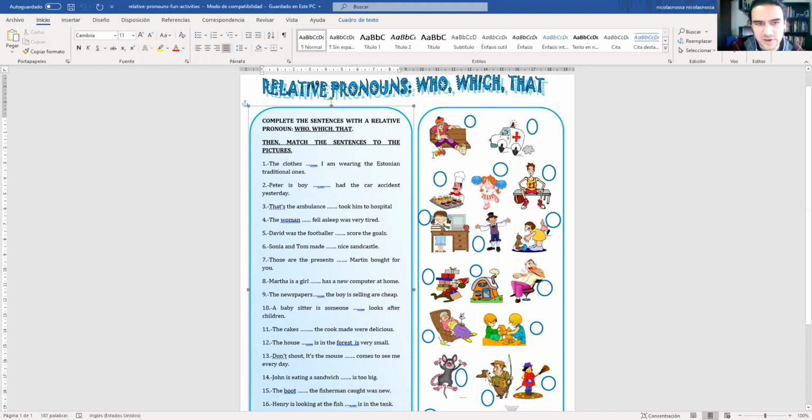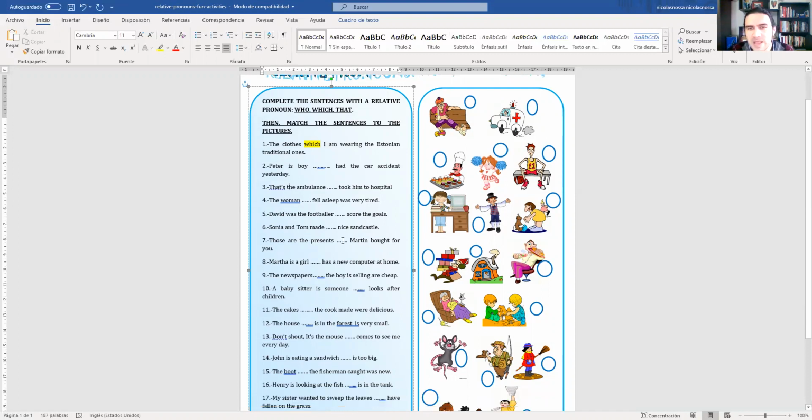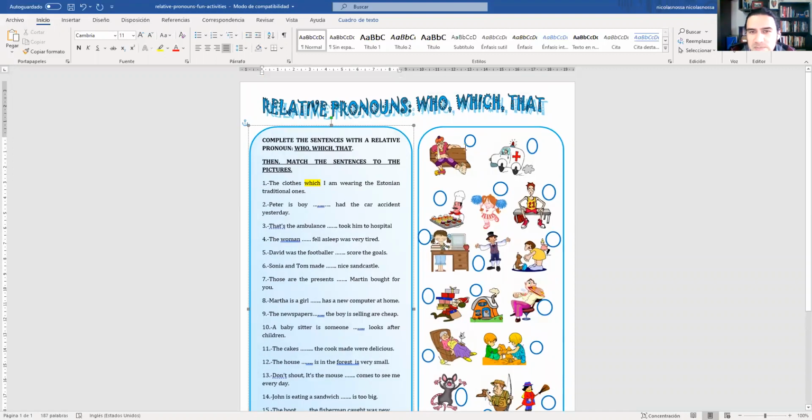Okay, I'm gonna help you with the first one. The clothes, I'm talking about an object, so I'm gonna use which in this case: the clothes which I am wearing, the Estonian traditional ones, okay? I use which in this case because I am giving more detailed information, more information in the second sentence, so that's why I selected which, okay? So you have to do the same with number two, number three, number four, etc. And then put the numbers on the picture. For example, the clothes, which I am wearing, the Estonian traditional ones.